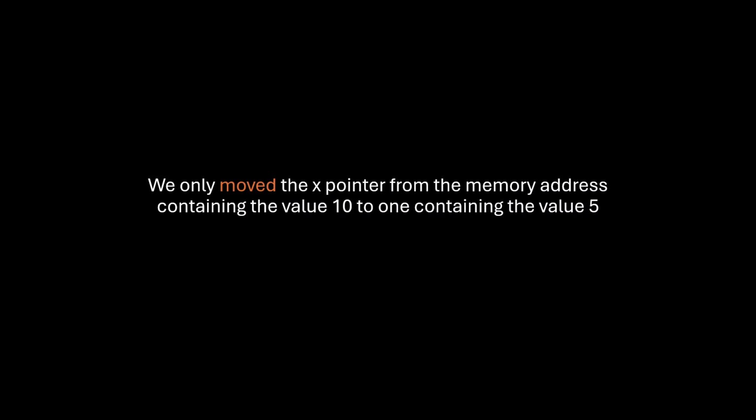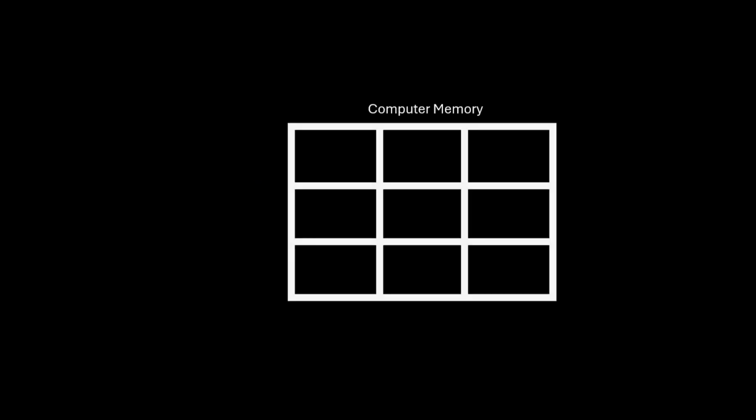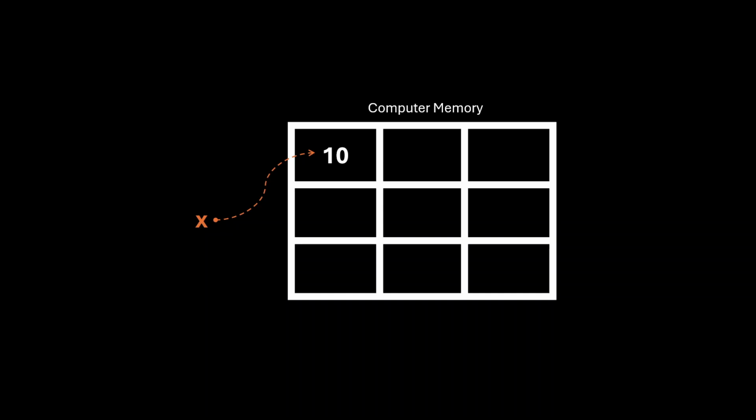Let's head back to our previous analogy to visualize and explain what happened. We have our computer memory over here and the variable x over here. After the first line of code runs, x points to the value 10. On the second line, where we reassign x to the value 5, we move the pointer to another address containing the value 5.